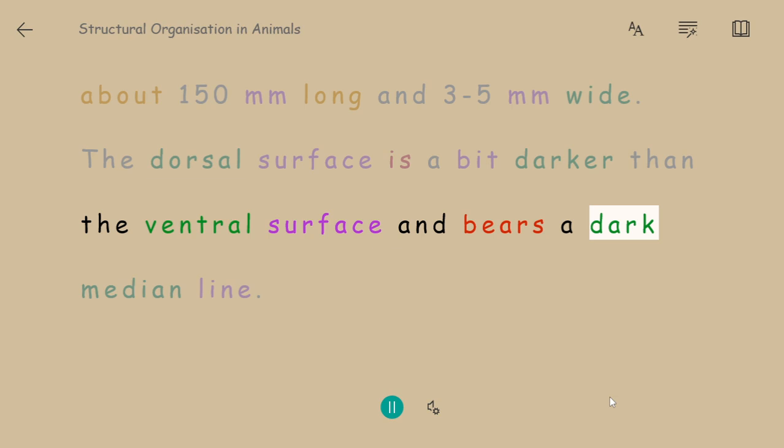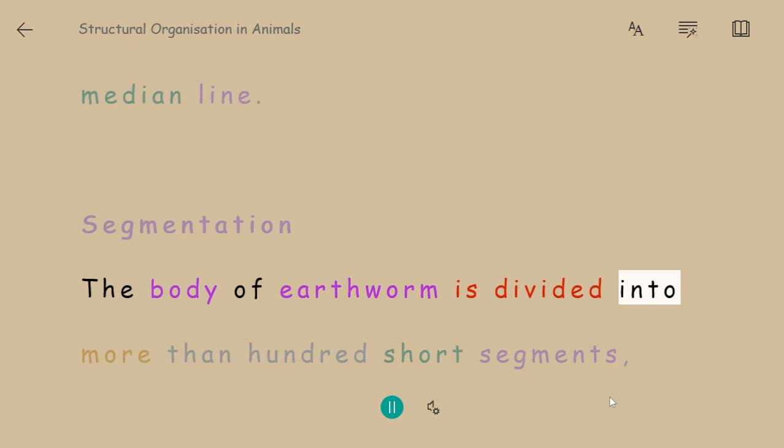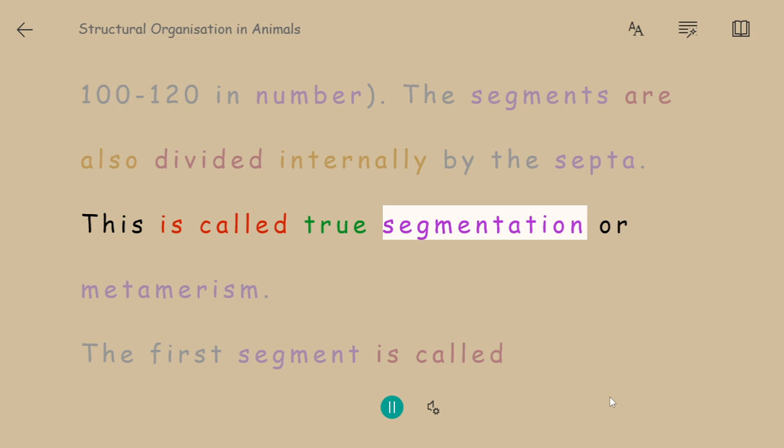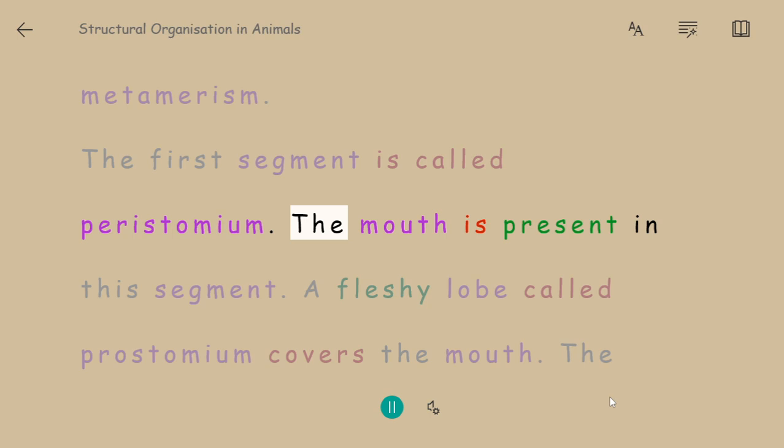Segmentation. The body of earthworm is divided into more than 100 short, similar segments, metameres, about 100 to 120 in number. The segments are also divided internally by the septa. This is called true segmentation or metamerism. The first segment is called peristomium. The mouth is present in this segment. A fleshy lobe called prostomium covers the mouth. The segmentation in the first few segments is visible externally without corresponding internal septa.